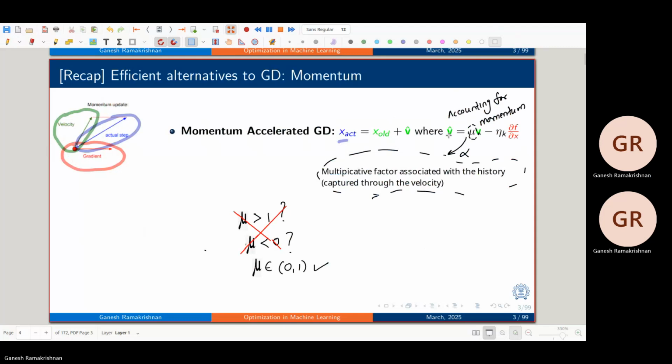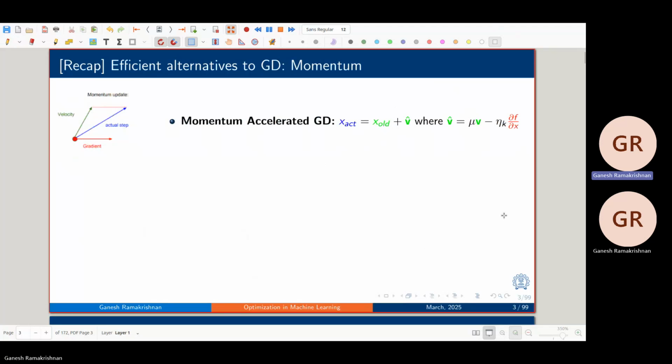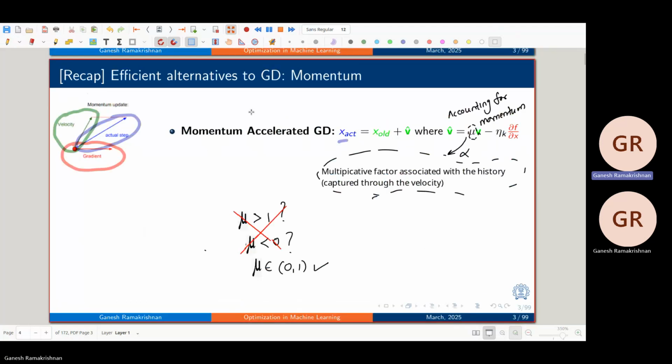The velocity has this first component v, right? V hat has v, right? V is basically this velocity. This part in red is the gradient, and v hat is a combination of these two. But the point I made is that we also want the accounting of momentum to have some kind of a diminishing effect, right?